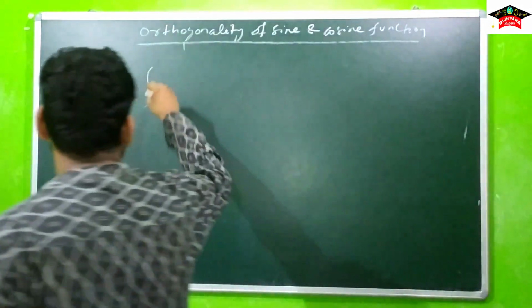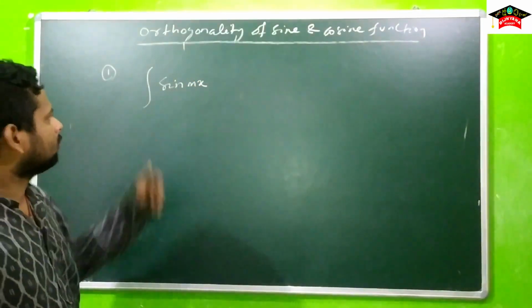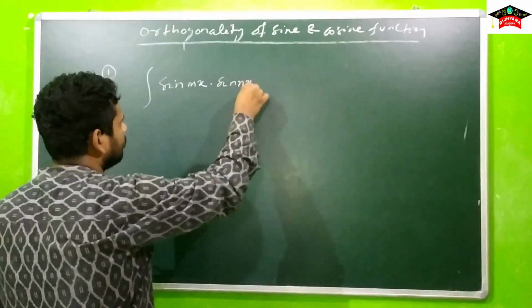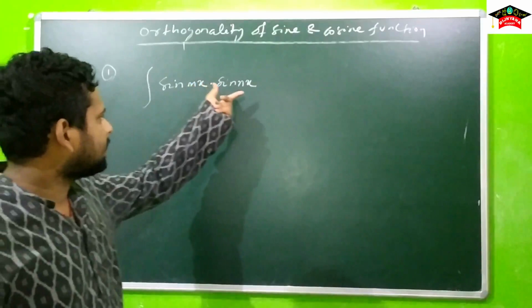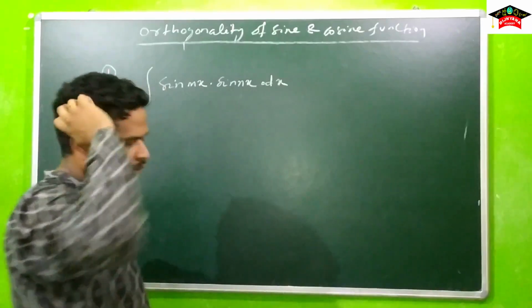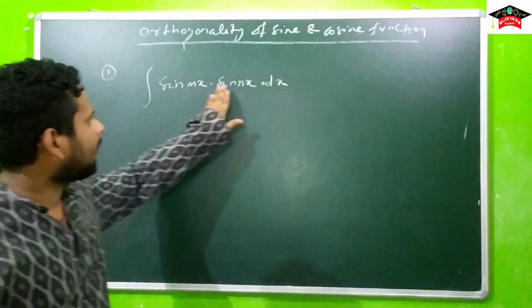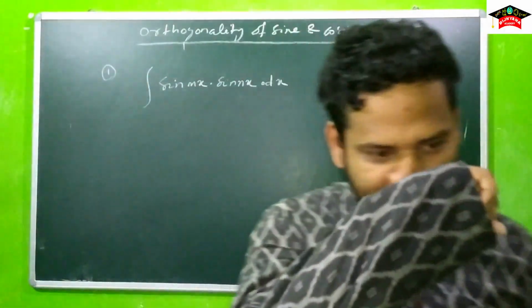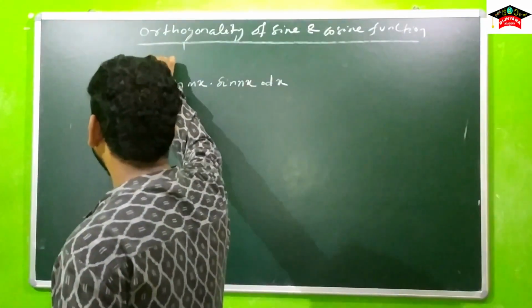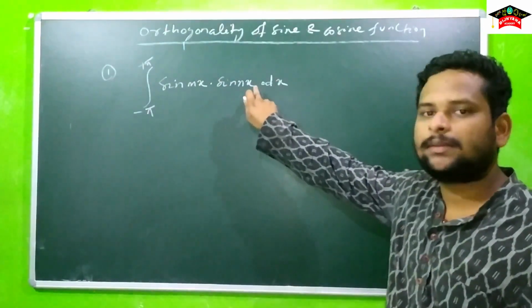So integration of sin mx, so sin mx is one function, into sin nx, so sin nx is another function, and the variable is dx. So we can say that the operation is integration and the two functions are sin mx and sin nx, and the limit of the integration we have taken to be from minus pi to plus pi, because without a valid integration limit we cannot get an exact value of the integration.